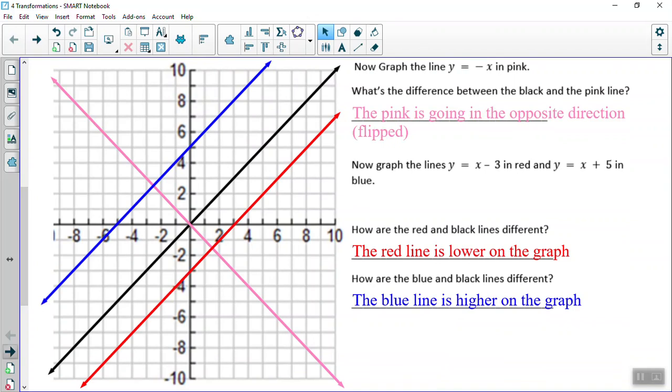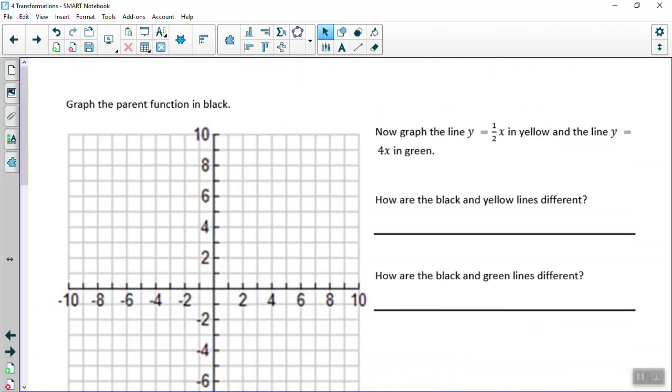All right, let's go ahead and go to the next page. All right, we're going to do another one. This time, we're going to graph the parent function again in black. So I start at the origin. My parent function is y equals x. So I'm going to go up 1 over 1. So here's my parent function.